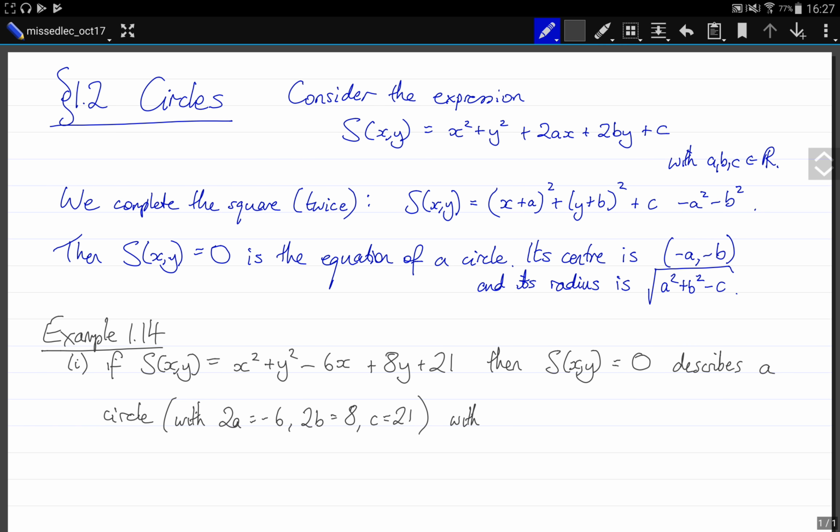And so the centre is at 3, minus 4, and radius is the square root of 3 squared plus 4 squared minus 21, which is 2. Clearly I ignore the negative root.